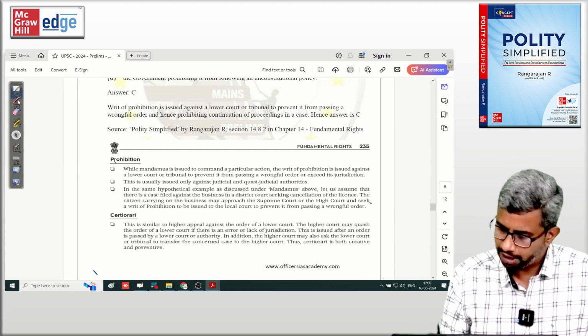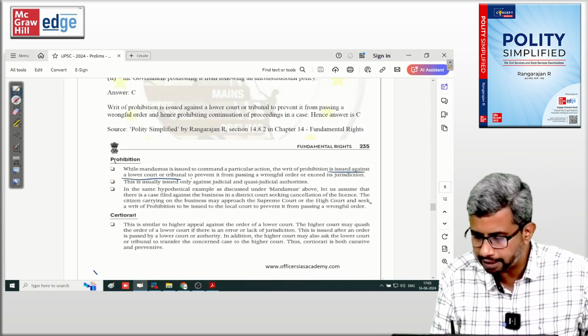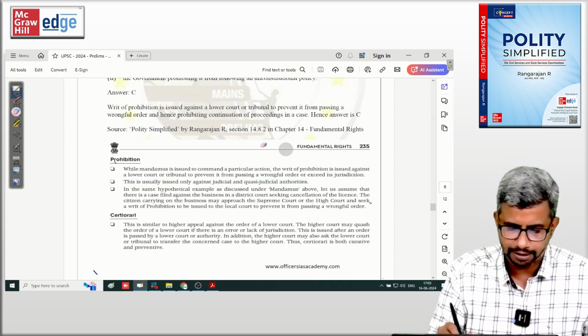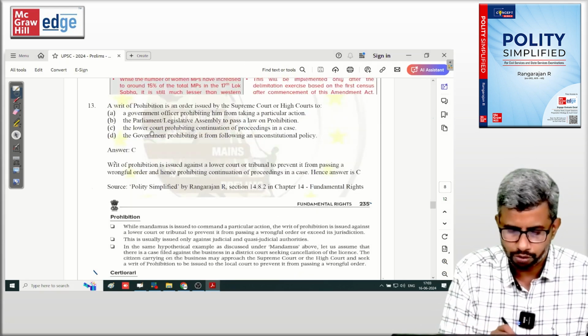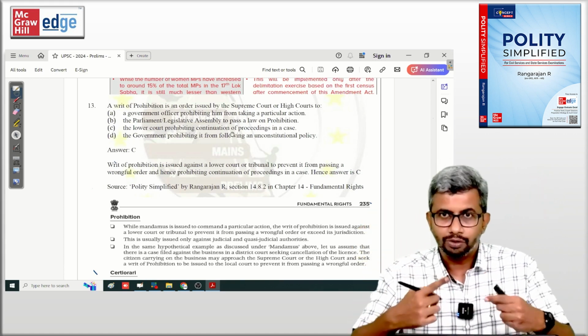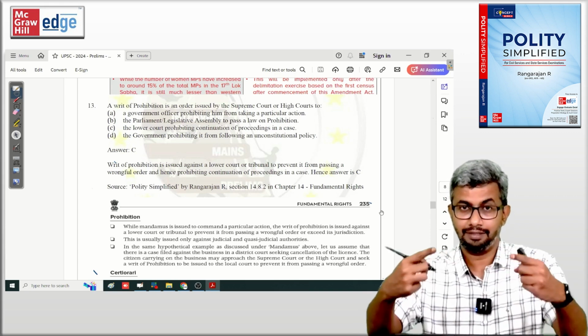So, prohibition is issued against a lower court or tribunal to prevent it from passing a wrongful order. So, that is exactly what is given as statement C. It is issued to a lower court prohibiting continuation of a proceeding, right? So, this is the simple way in which you can understand and recollect, right?